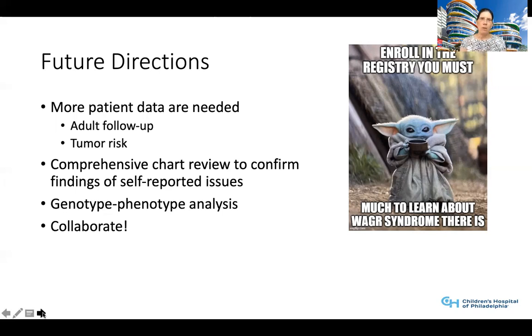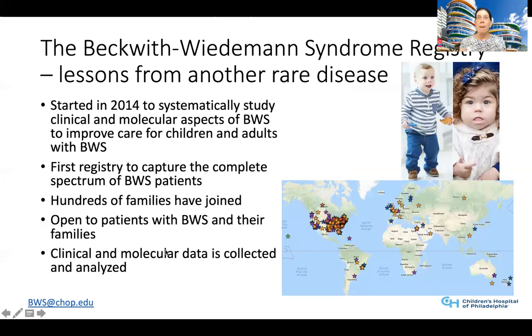And my expertise in all of this really comes from my background studying another rare disease, which is Beckwith-Wiedemann syndrome, for which we have a comprehensive registry for these patients. And for BWS, we started this registry in 2014 to really understand the clinical and molecular aspects of BWS so we can improve care, both in children and adults. This was the first registry to really comprehensively capture the spectrum we see in BWS patients. We've got hundreds of families from all over the world enrolled, and it's basically a combination of clinical and molecular data where we're abstracting that from medical records for the most part.